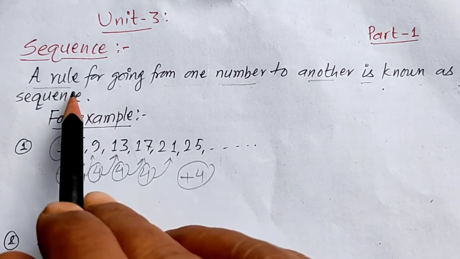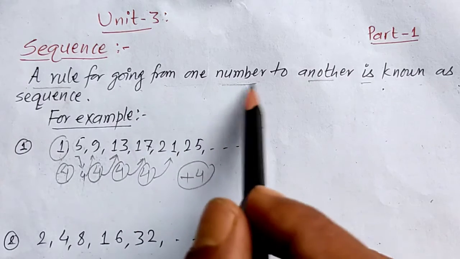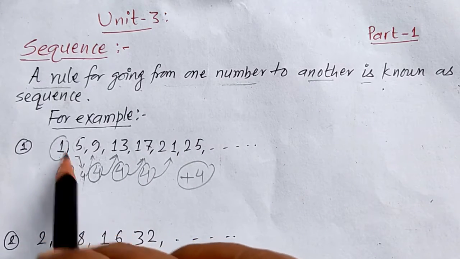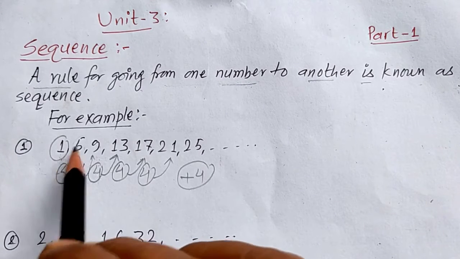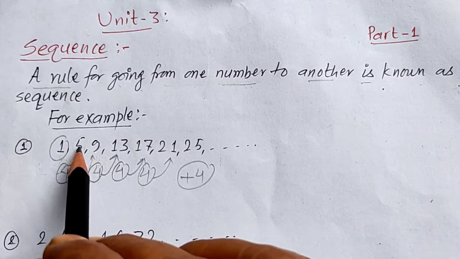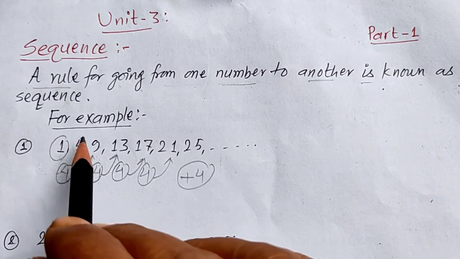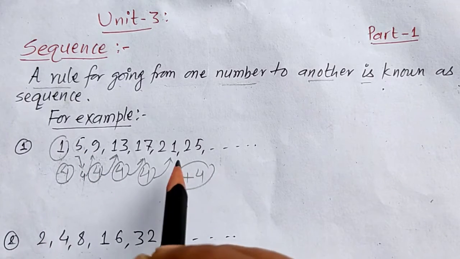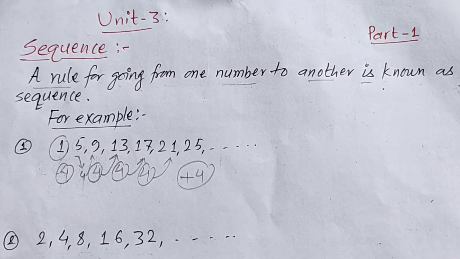So a sequence is a rule for going from one number to another. That means in the first number, if you add 4, you will get 5. Similarly, to the second number you add the same number again, and you will get the third term, and so on. Such an arrangement is called a sequence.